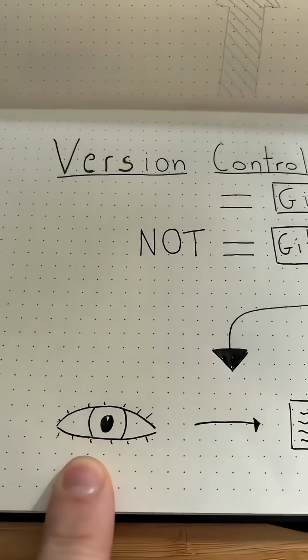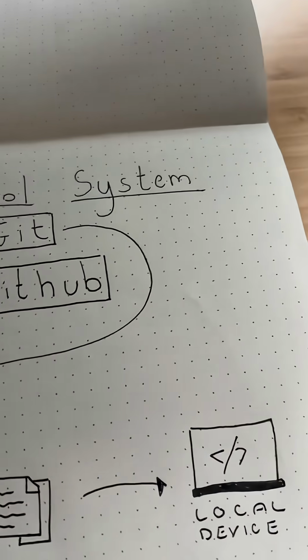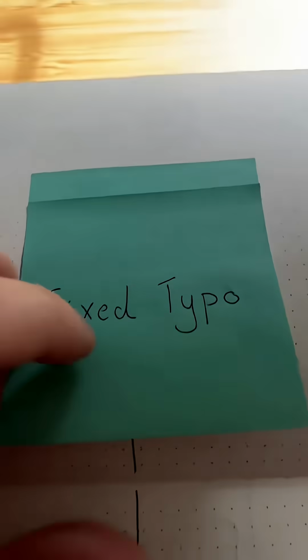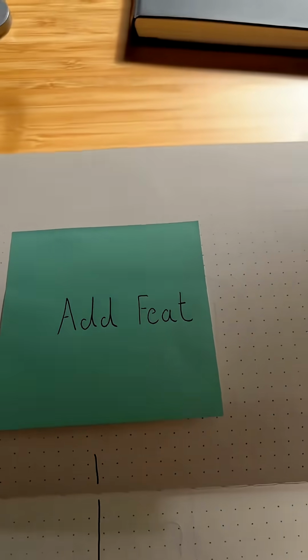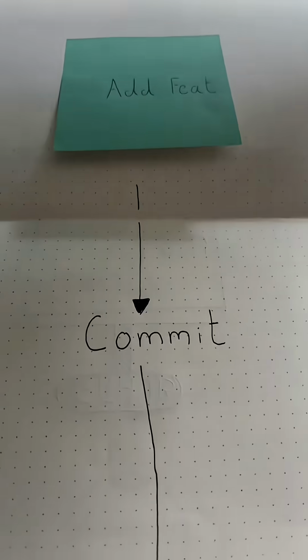Basically, all Git does is it tracks local changes to code. But with those local changes, what kind of changes can we expect? Well, they could be anything really. They could be fixing a typo, it could be adding a new feature, but what do we do with them now they're on the local engineer's device? Well, we want to commit these changes.